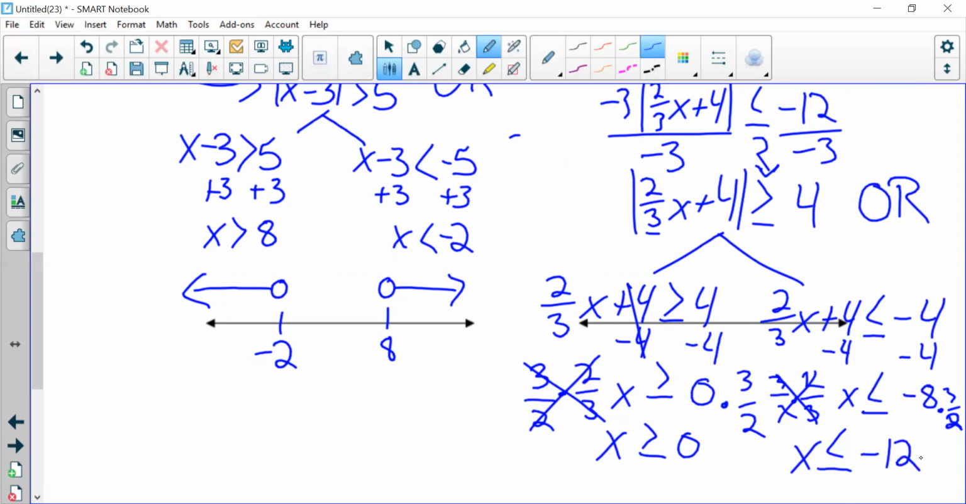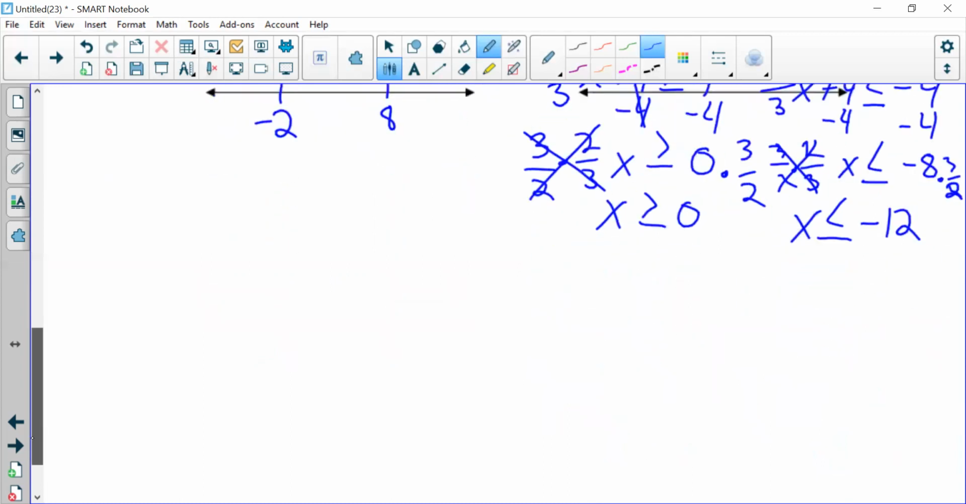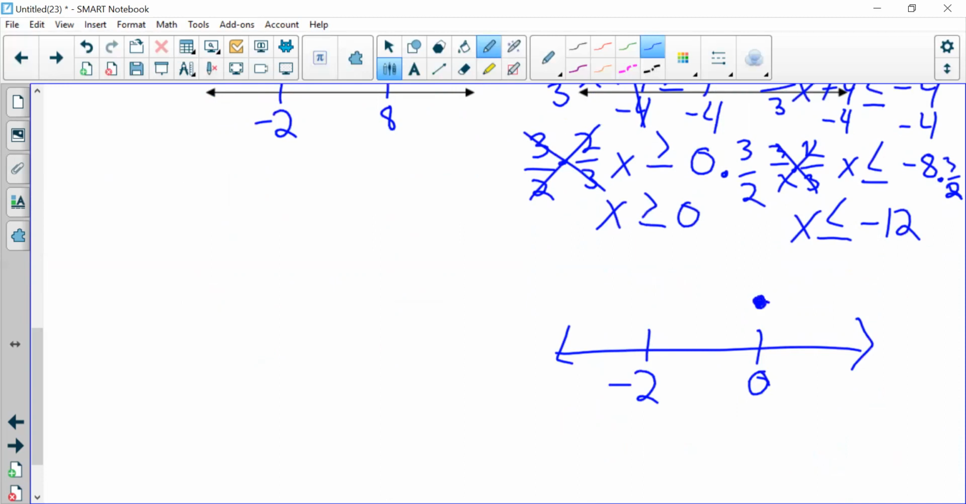And this is an or graph, so why don't we go ahead and just graph it, right? It won't take that long. So I got something happening at 0. I have something happening at negative 12. This is a 0, not a 6. At 0, I'm greater than or equal to 0, so I'm going to the right. I am less than or equal to negative 12. Draw that to the left, and that's it, we're done.